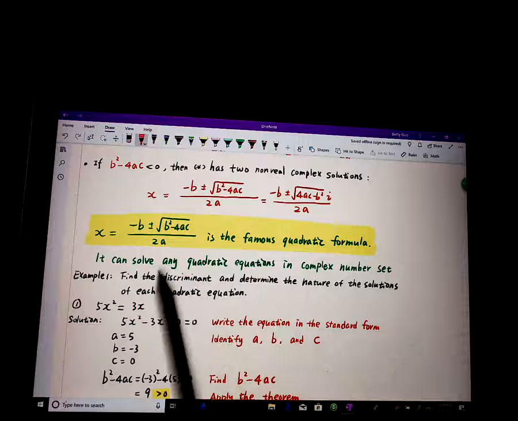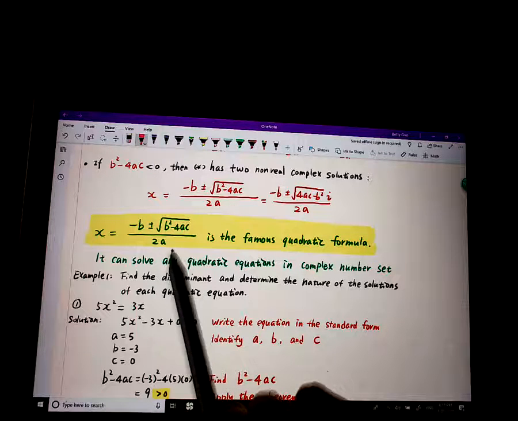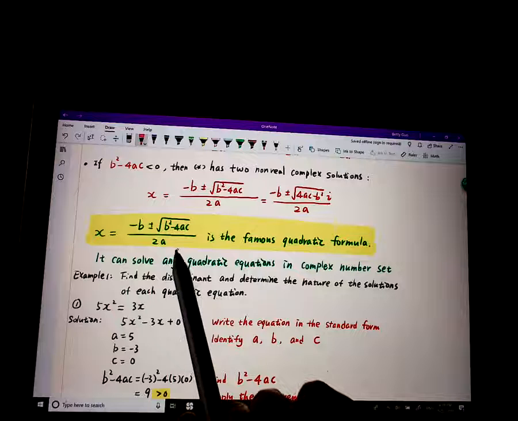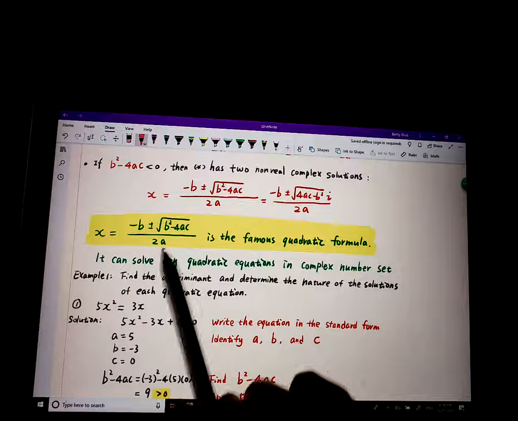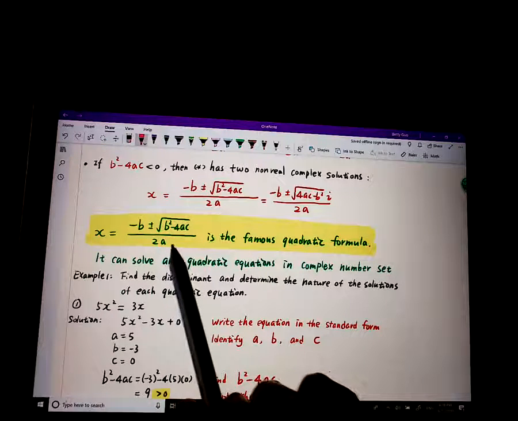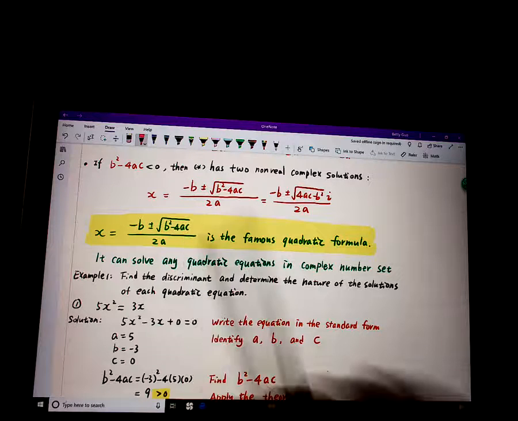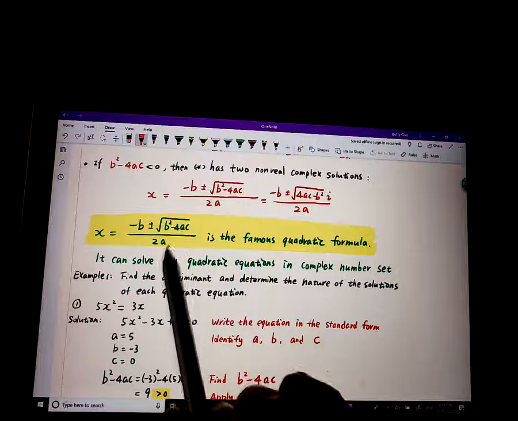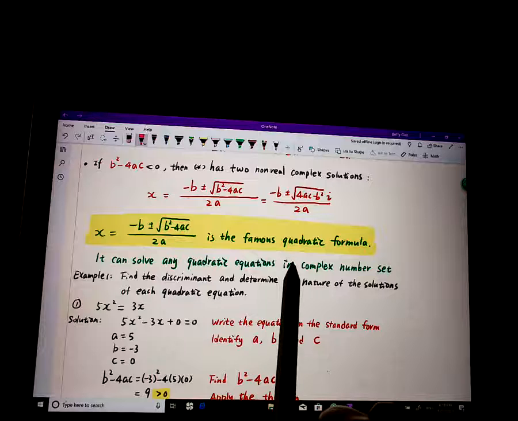And you don't have to worry about remembering it. It's good if you remember it, but I will have this formula included in the formula sheet. The important thing is to understand the structure of the quadratic formula.